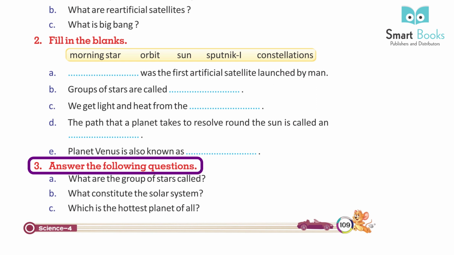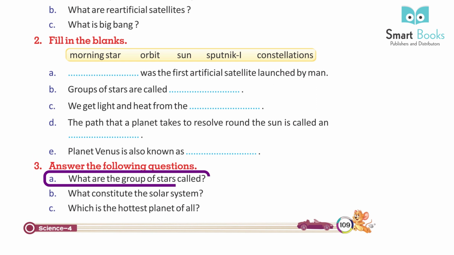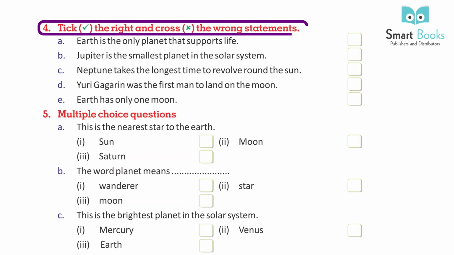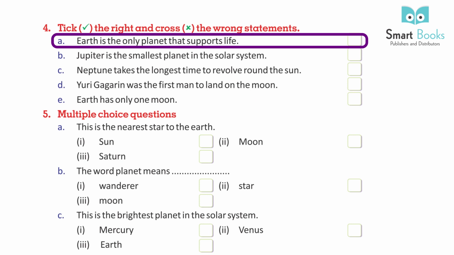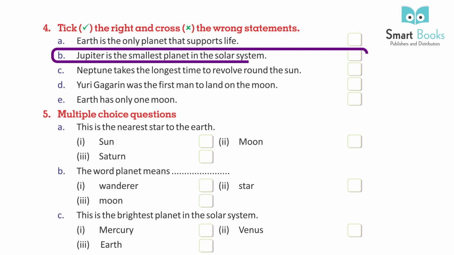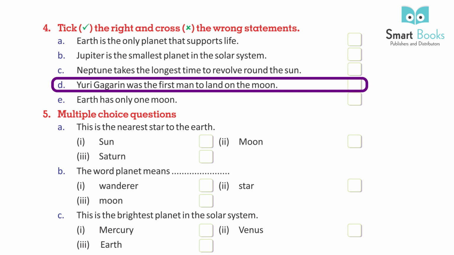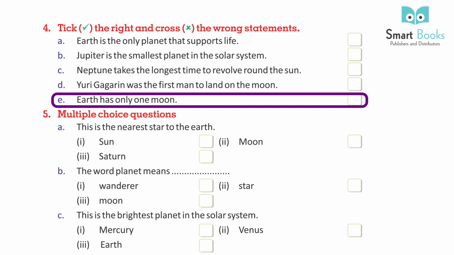3. Answer the following questions. A. What are the groups of stars called? B. What constitutes the solar system? C. Which is the hottest planet of all? 4. Tick the right and cross the wrong statements. A. Earth is the only planet that supports life. B. Jupiter is the smallest planet in the solar system. C. Neptune takes the longest time to revolve around the sun. D. Yuri Gagarin was the first man to land on the moon. E. Earth has only one moon.